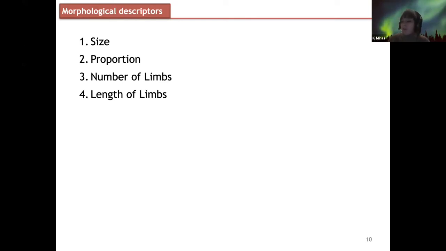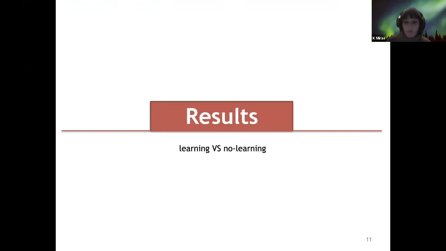We consider that a limb is one module that is connected by only one of its sides, one of its slots. So let's go into the results, comparing learning without learning. First thing we're going to look at is evolvability and production costs.